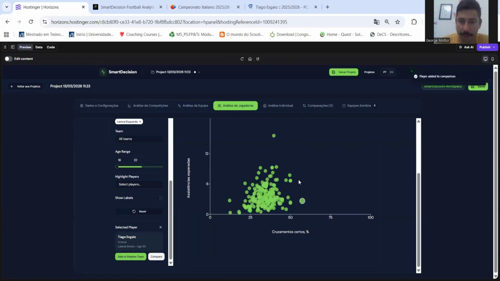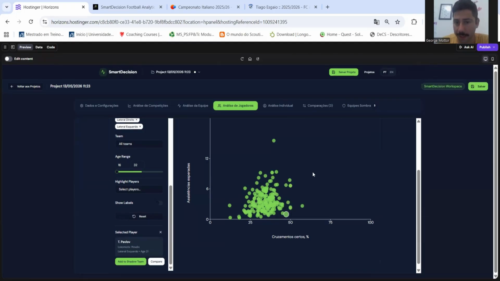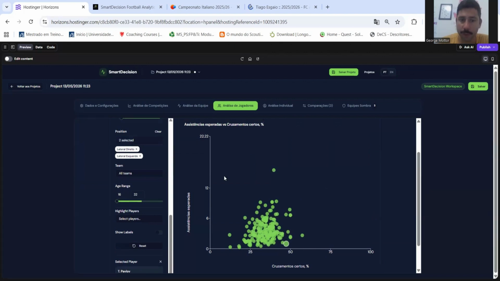Let's move G over there too. We'll look at players we have available. So the further to the right and the higher up he is, the better he's performing in both criteria, right? So even Fiorentina's own weaknesses are here, right?